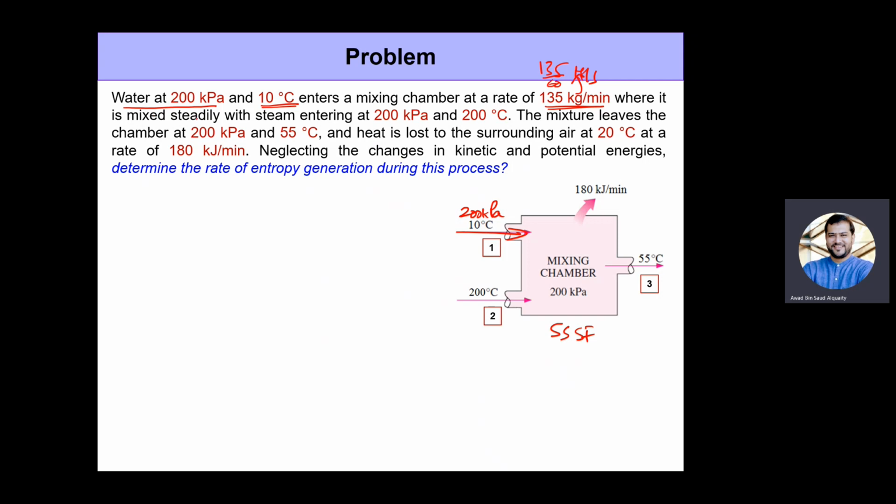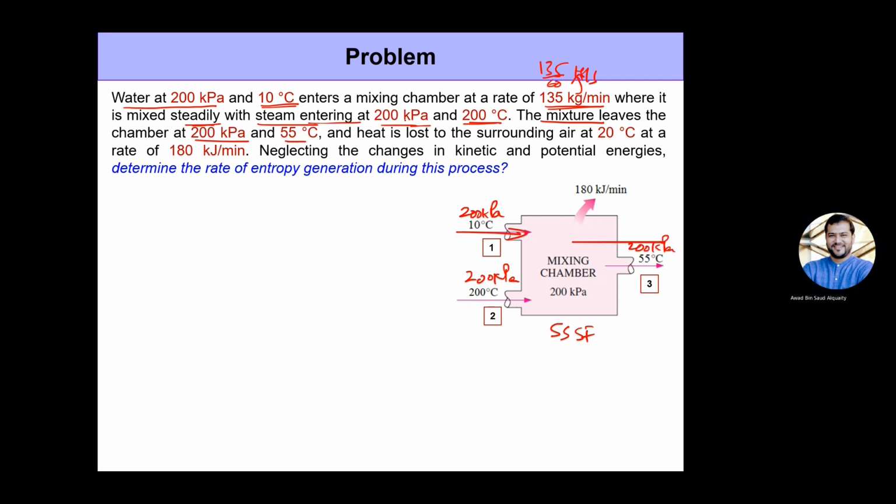And it is mixing steadily, right? This is the thing telling you it's a steady state process. It's mixing steadily with the steam, which is entering at, of course, the same pressure, but at a higher temperature of 200 degrees Celsius. So we have steam coming in at 200 kilopascal and 200 degrees Celsius. Okay, so we have cold water and steam mixing within the mixing chamber. Now the mixture of this liquid water and steam leaves the chamber at again the same pressure, of course, but a higher temperature, 55 degrees Celsius.